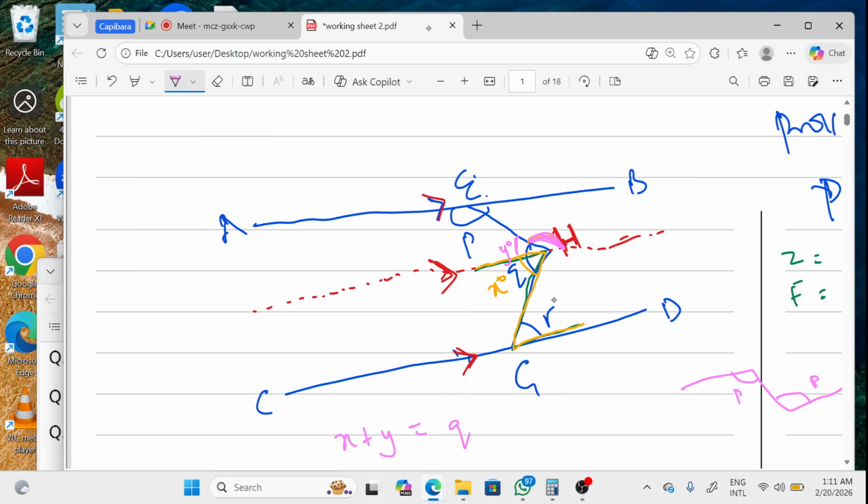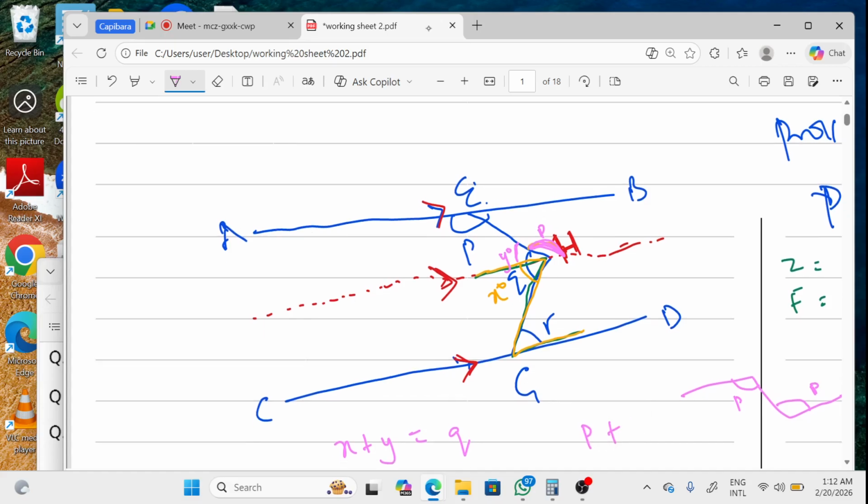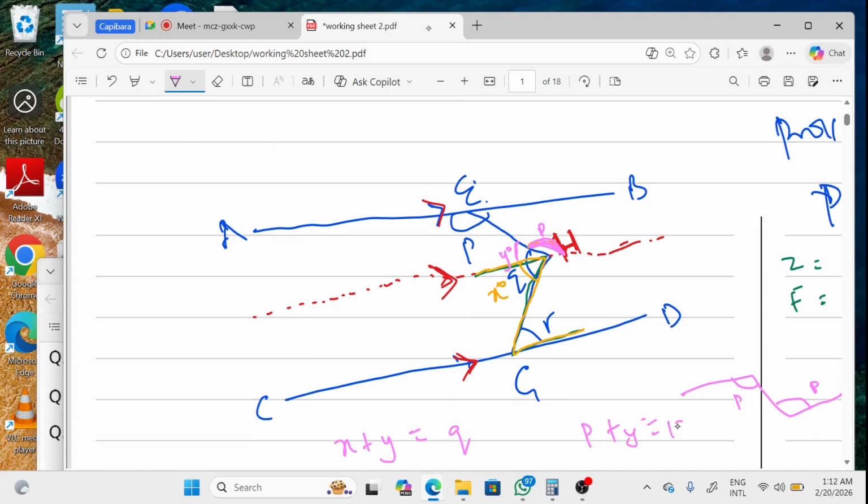Now I should look for the relationship between Y and Q, so that I'll be able to get what I'm looking for. Now look at it closely. This P plus Y is equal to 180. Do you agree? Yes. P plus Y, they are both on a straight line. I mean, this P on this side is alternate to this. So you can say that your P plus Y is equal to 180 degrees.